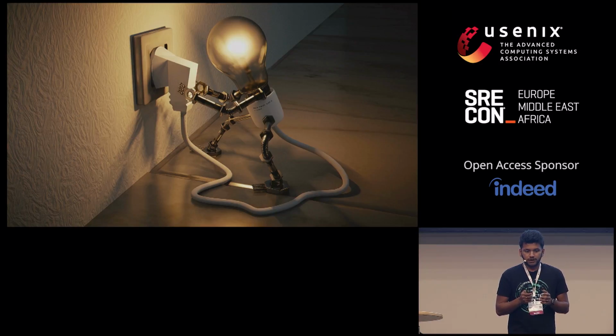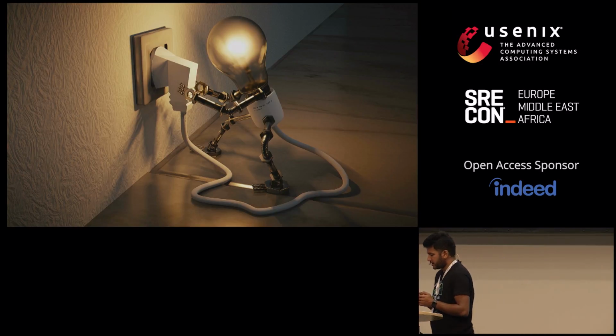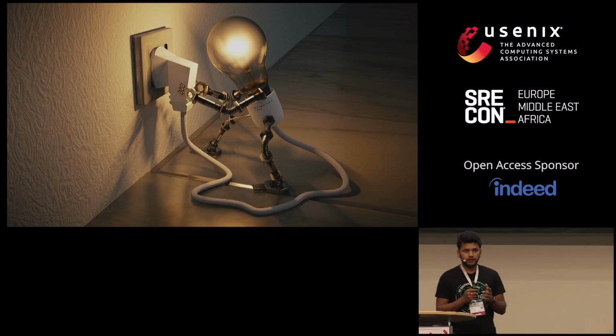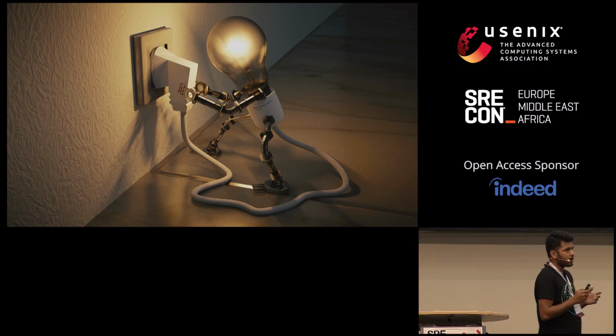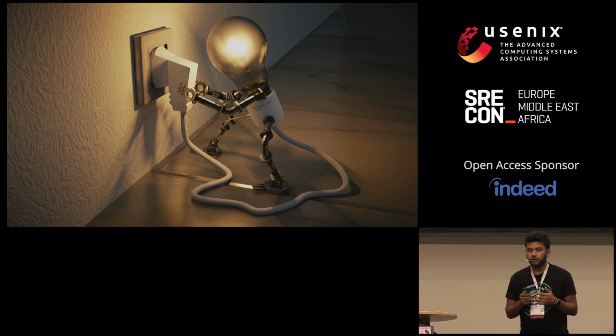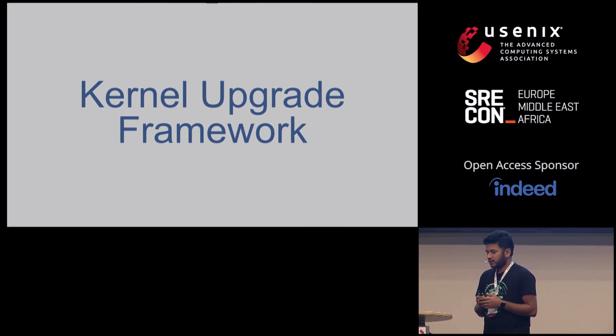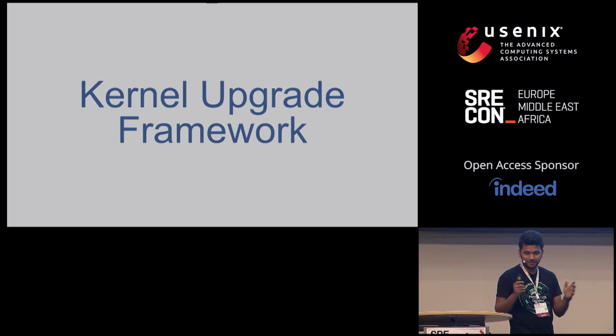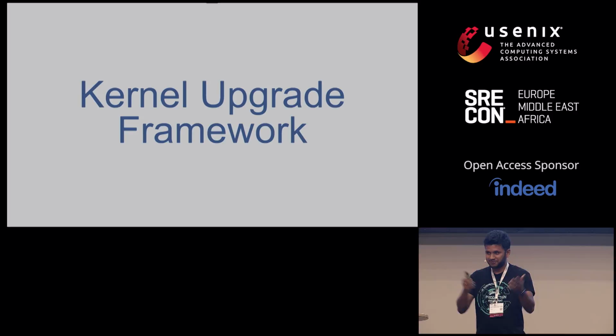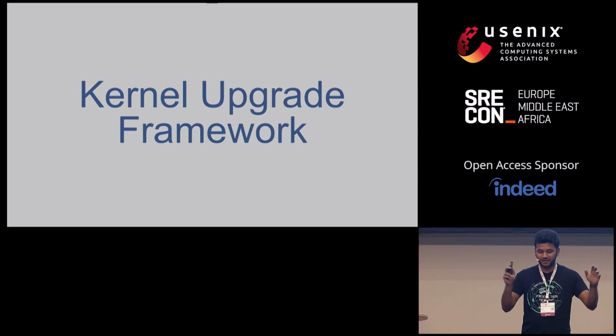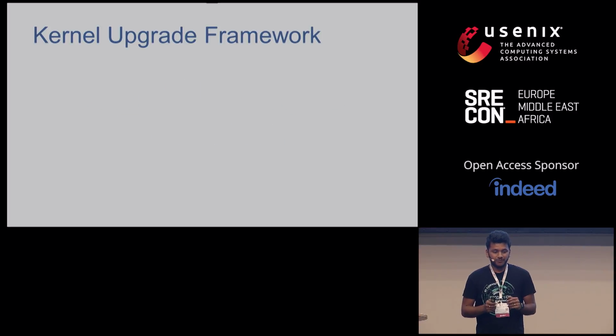So now that I've told you about the goals of the automation, let me tell you about how we incorporated all this and what we built at Facebook. Let's call this the kernel upgrade framework for simplicity. We have code names for projects internally, but this is a public talk, so let's call it simply kernel upgrade framework. So what does this comprise of?